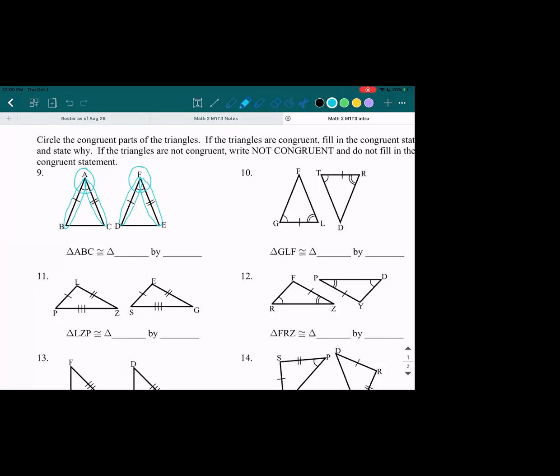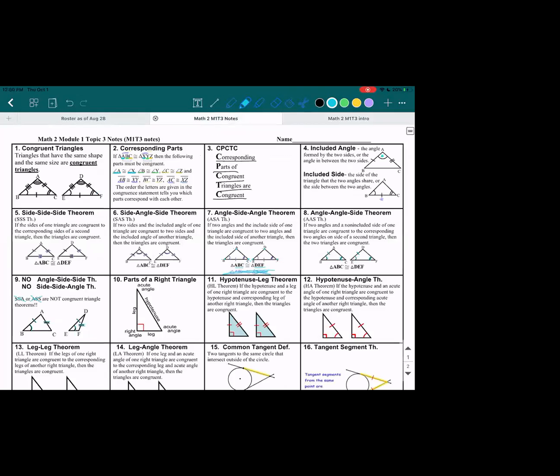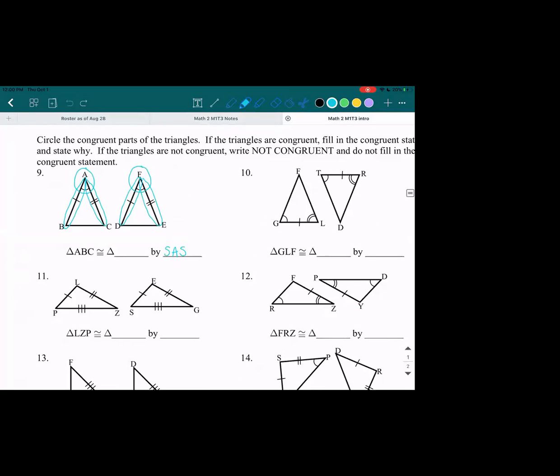Okay, so here we have SAS: side, angle, side. Let's take a look at our notes and see if this is acceptable. Side, angle, side is definitely acceptable. So these are congruent triangles by SAS. You can already tell I wrote SAS there, so I knew it was acceptable. Now we have to label it with the corresponding letters. So A goes first. That means F goes first because those are corresponding corners. Then B goes next, then D, and then E.